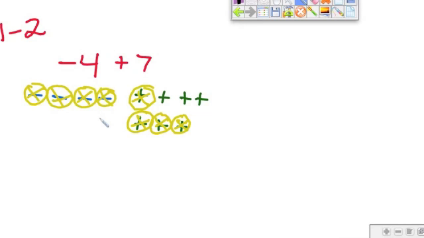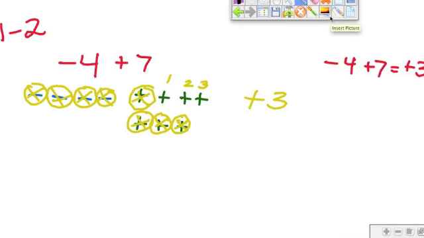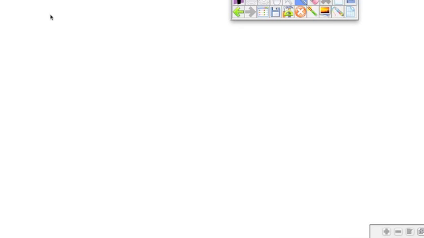So my final answer is whatever I have left. Well, I have positives left, so my answer is going to be positive, but how many do I have left? 1, 2, 3 left. So my answer is positive 3. So when solving the problem, -4 plus 7, my answer is going to be positive 3. Okay? Let's try another one. Now you can use a visual like this to help you if you need to. But just remember that a negative is the same thing as subtract, and a positive is the same thing as add. Let's try another one.